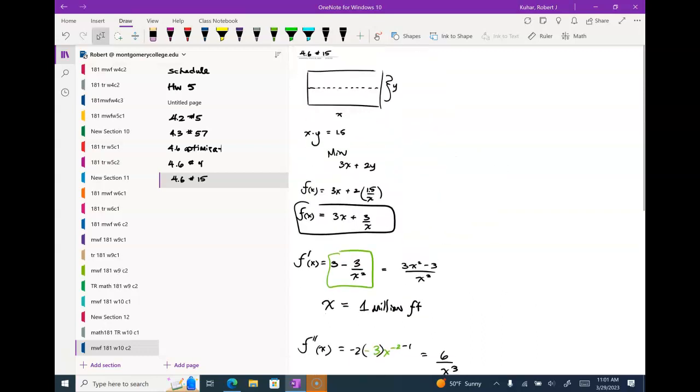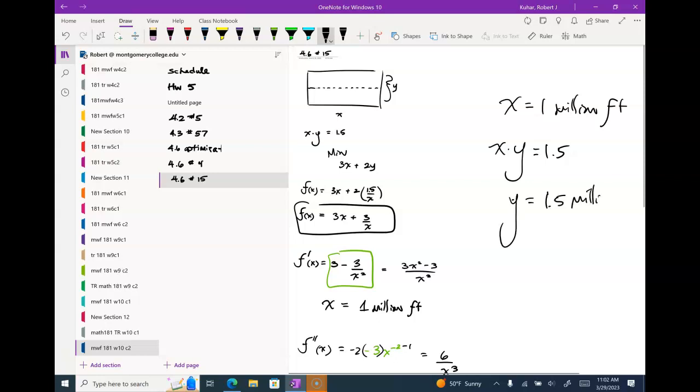So I still would have to find, so I got x is 1 million feet, right? X times y is 1.5 million feet squared. So y must be 1.5 million feet. And my perimeter is what? 3 times 1 plus 2 times 1.5. So that's 3 plus 3, that's 6. So 6 million feet is the total number of feet of fencing that I would have.